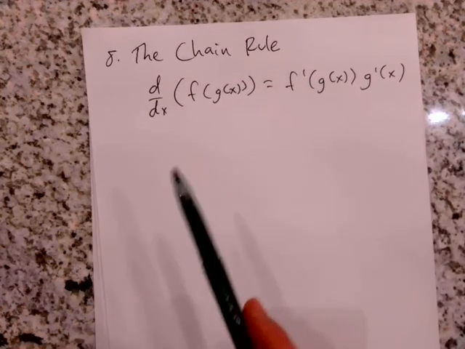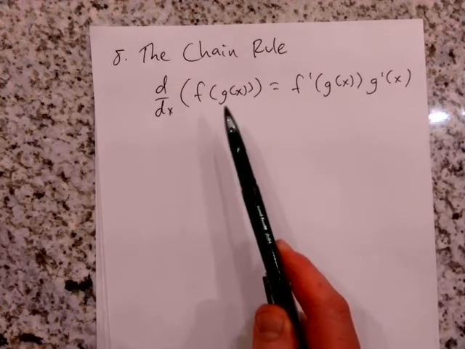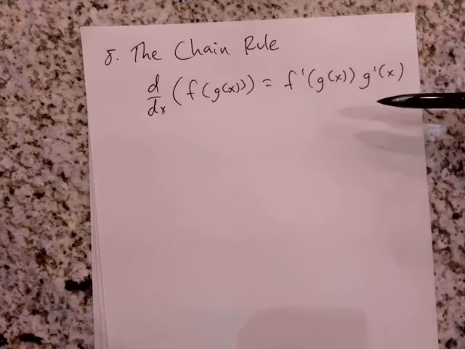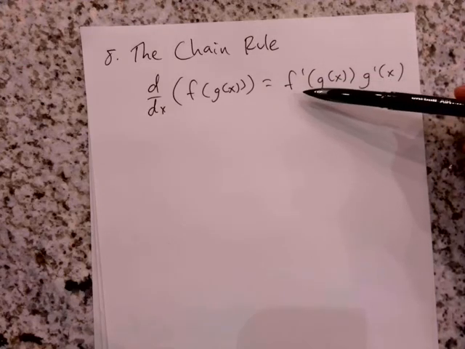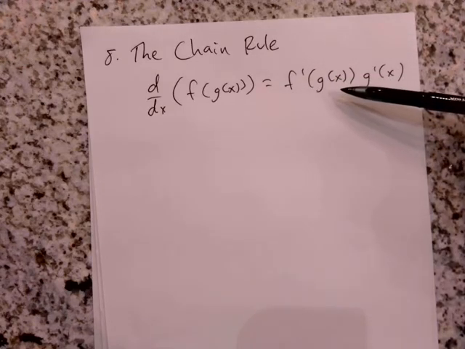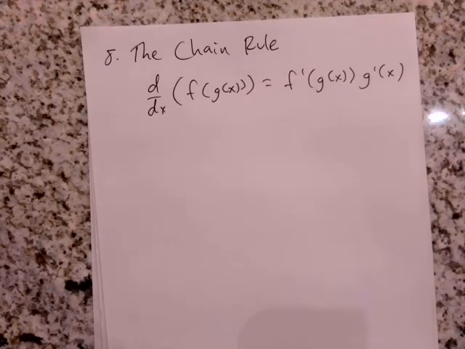Right, f is the outside function, g is the inside function, g is inside of f, and the derivative is the derivative of f with g still being the inside function times the derivative of g.